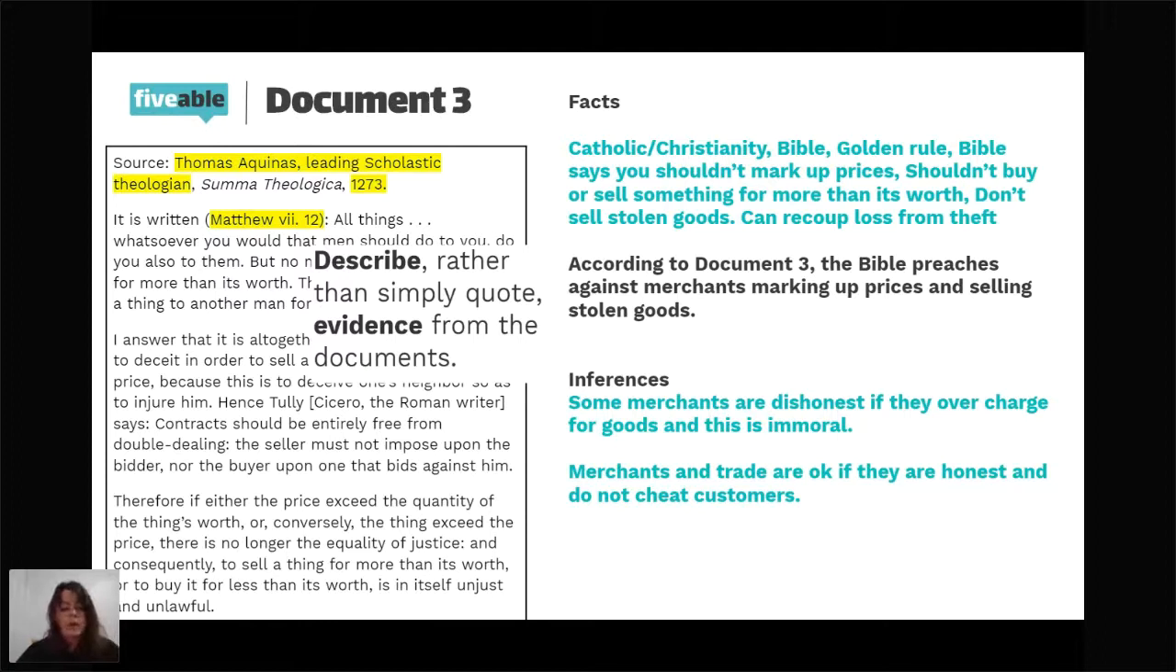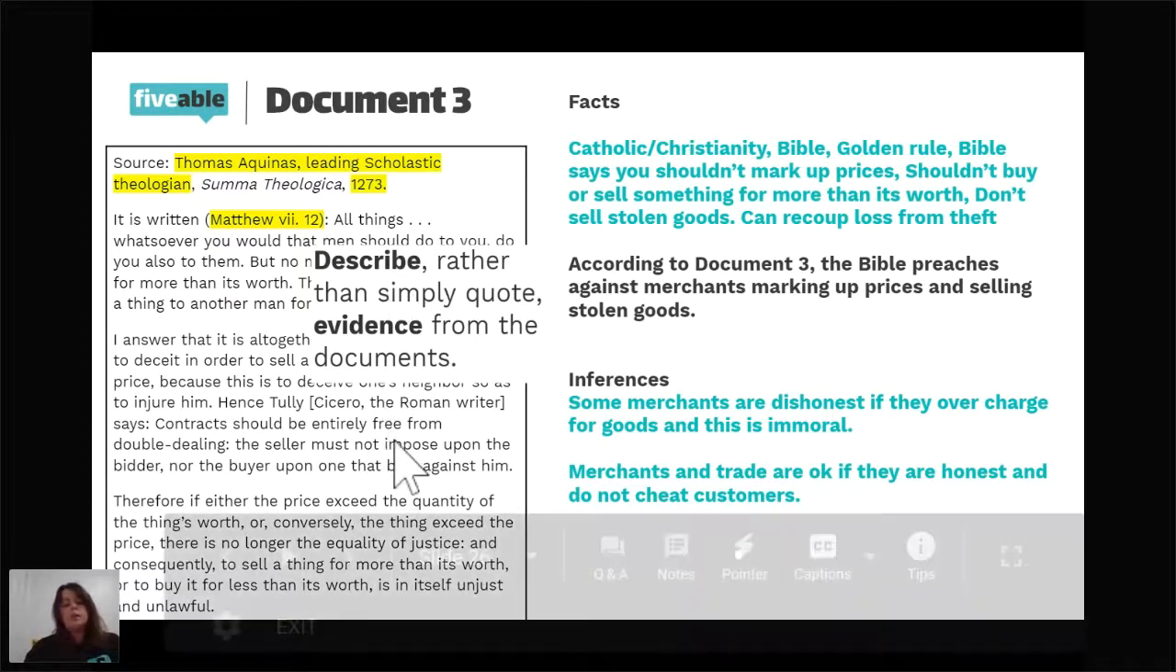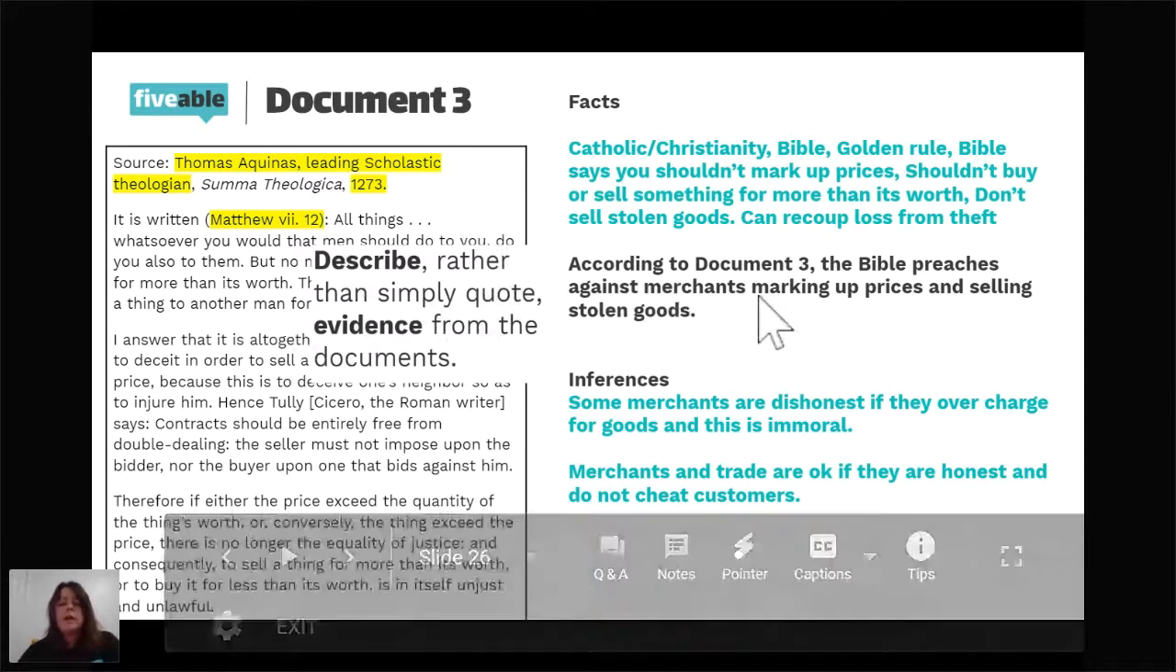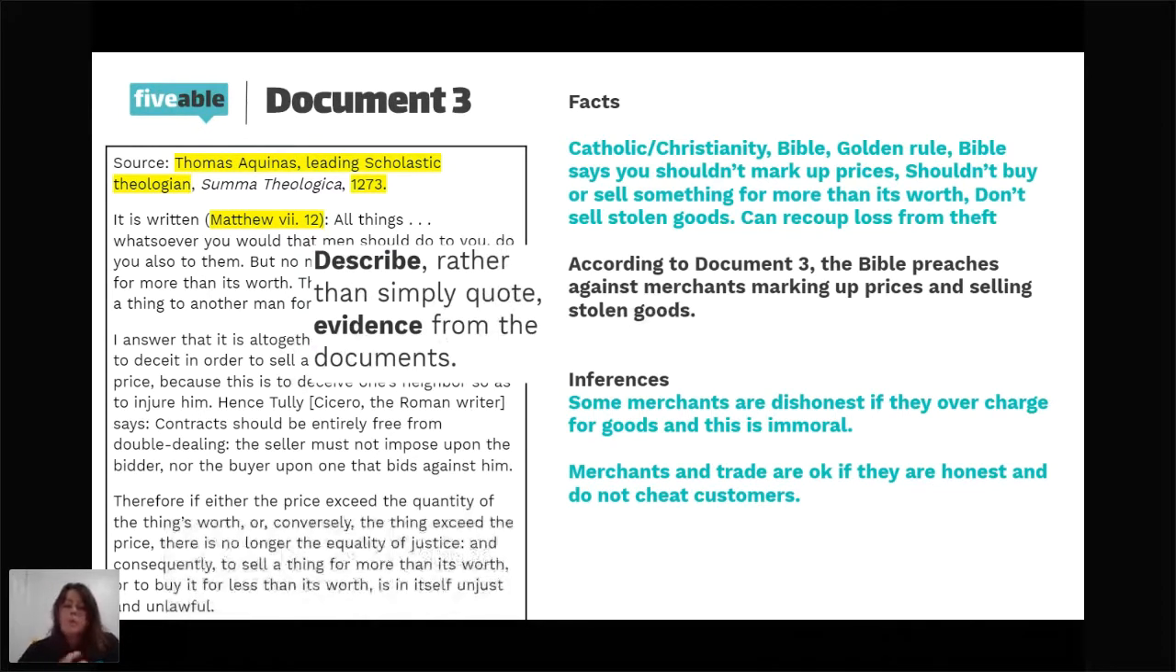Okay, so how would I put this into a description? So I'll just do, according to document 3, the Bible preaches against merchants marking up prices and selling stolen goods. And I think that's good. This was a really long three or four paragraphs kind of saying the same thing, right? So again, pick what you understand in the document and go with it. Go with your first instincts. They're almost always right.